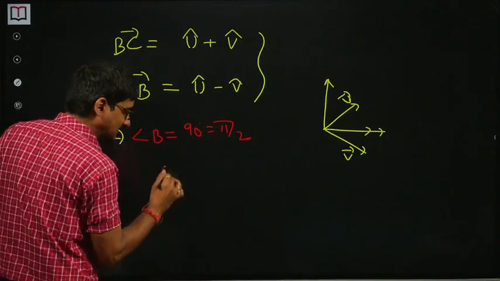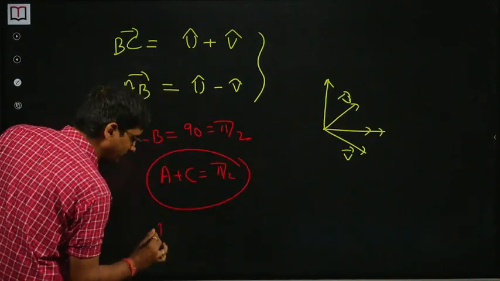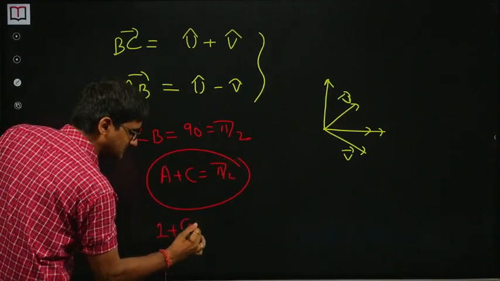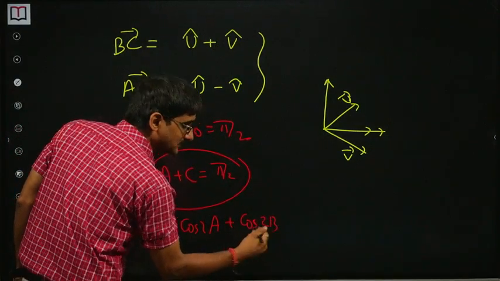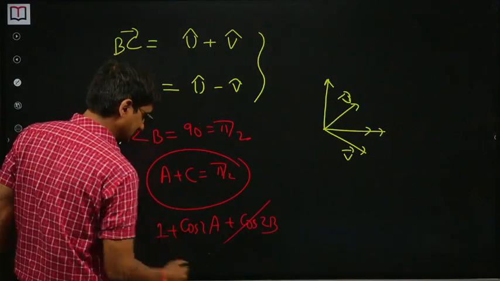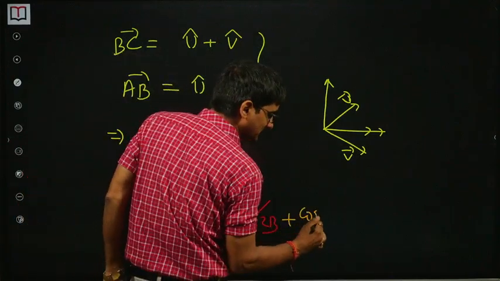So what does that mean? A plus C is again pi by 2. So if I go for the options, these are just two options: 1 plus cos 2A plus cos 2B, and cos 2B is nothing but cos of pi, which gets cancelled with 1 here, and plus cos 2C.